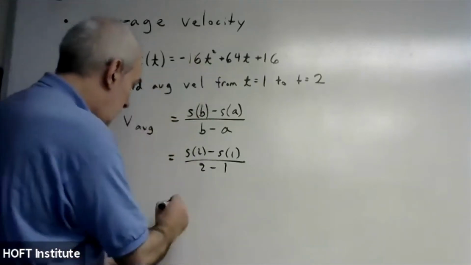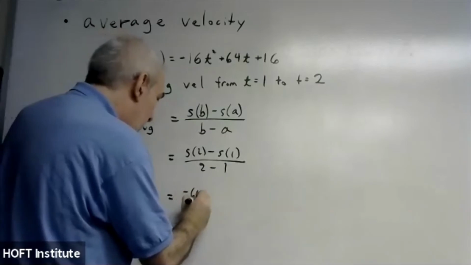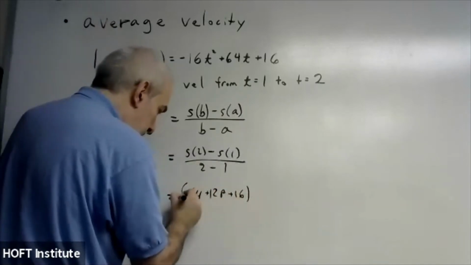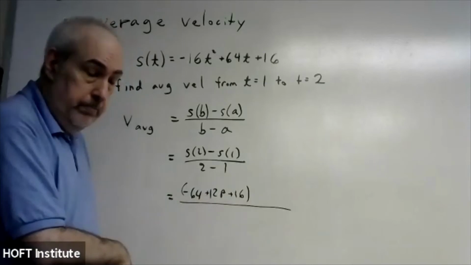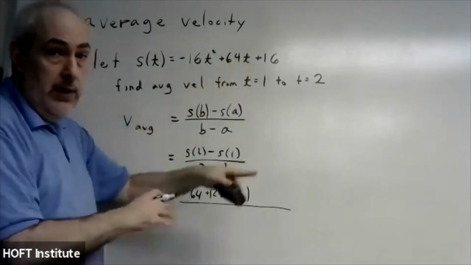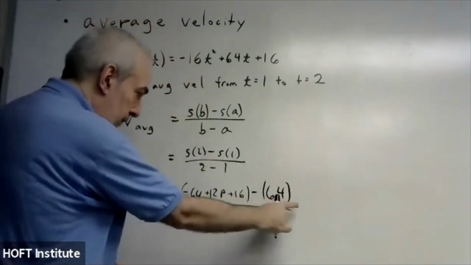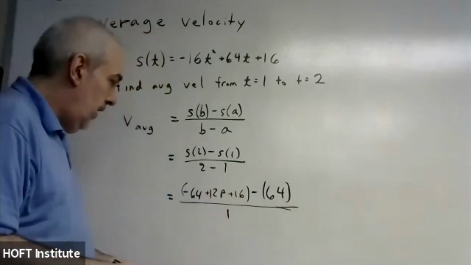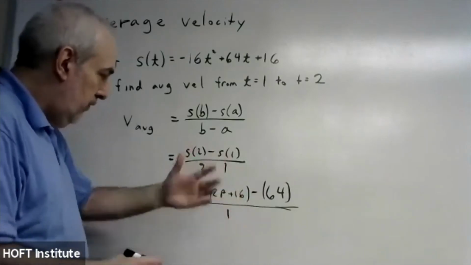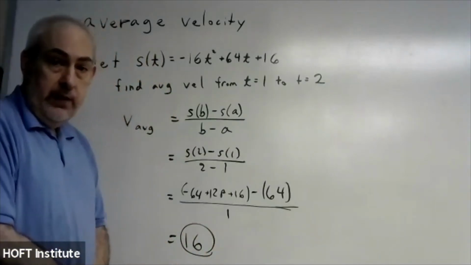If we plug in 2, 2 squared is 4 times 16 is 64, so minus 64. Plug in 2 there, and we get positive 128 plus 16. So all of that is the value of S of 2. Okay, S of 1, if we plug in 1, well, that's a lot simpler. Minus 16 plus 64 plus 16, we can cancel the 16s, leaving 64. But remember, there's a minus there, so minus 64. And then our bottom is going to be 1, which is great. 128 minus 64 is 64 plus 16, but then minus 64 is just going to leave 16. So the average velocity is 16.